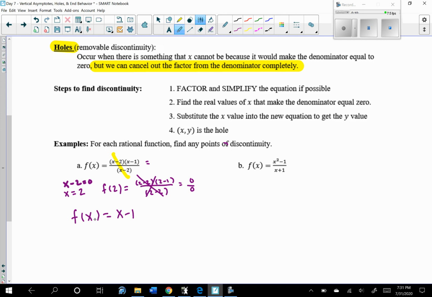The reason I know that this is going to be a hole is because now if I plug 2 into my simplified version, I get 2 minus 1. So 2 minus 1 is 1. That means that f of 2 equals 1. So this is a hole at 2 comma 1.